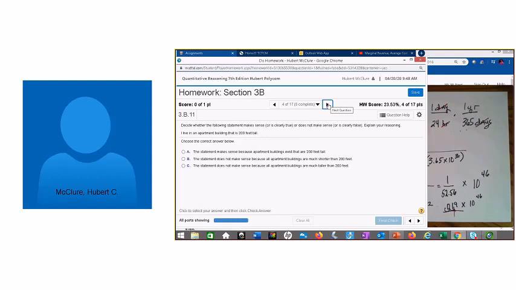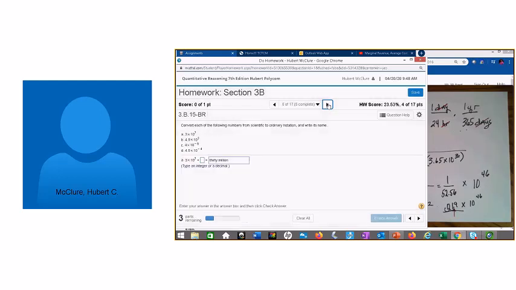I'll tell you what that is, though. That's a standardized test question. That first one we did was a standardized test question also. There we go. So this one is a standardized test question, and I could give you this one, so write that one down. Convert each from scientific to ordinary. There's 4 test questions right there. Okay, so write those down.